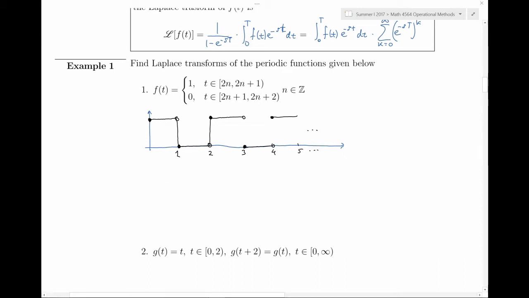Let's compute first the Laplace transform of a single period, which means we have to integrate from 0 to 2 the function f of t times e to the minus st dt. Well, that means that we only have to integrate from 0 to 1, because that's the only time interval where the function f of t is non-zero. And on that time interval it's equal to 1.